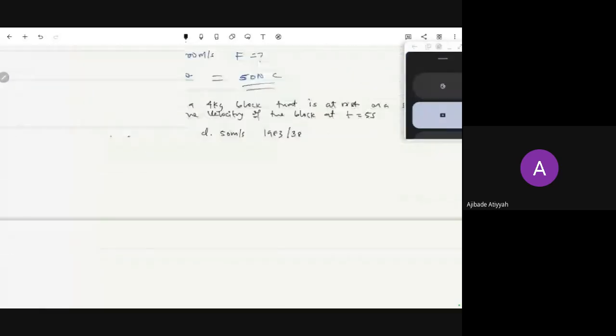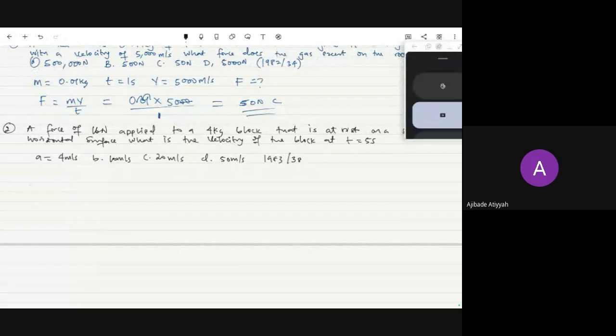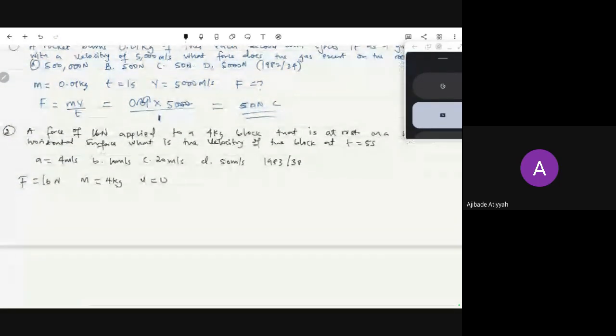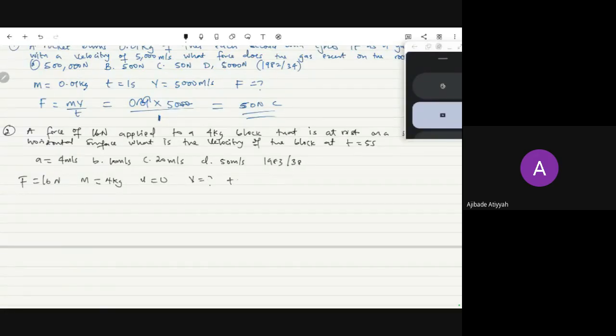It's very simple again. Write out the parameters. Our F is 16 Newton, applied to a mass of 4 kg. That is at rest, that means U is 0. On a smooth horizontal surface, you have to find V of the block at t equals 5. Again, what formula do we use? F is equal to MV over T. So you can find V from there.